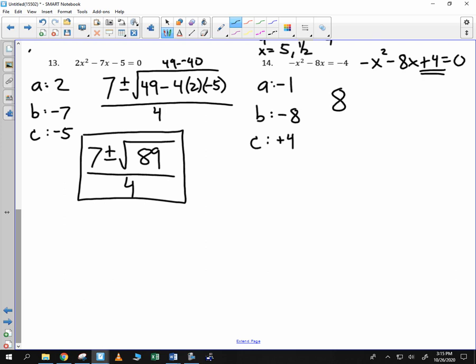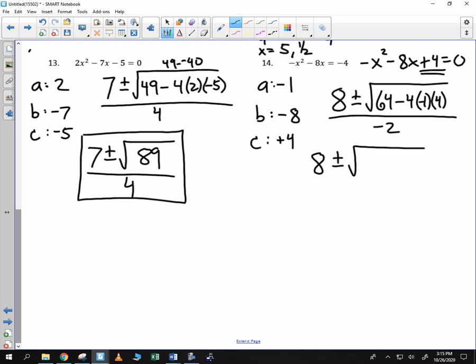Negative b, so positive 8 plus or minus square root of B squared, which would be 64, minus 4 times a, which is negative 1, times c, which is 4, all divided by 2a, negative 2. That'll be 8 plus or minus the square root of 64 plus 16, which is 80.